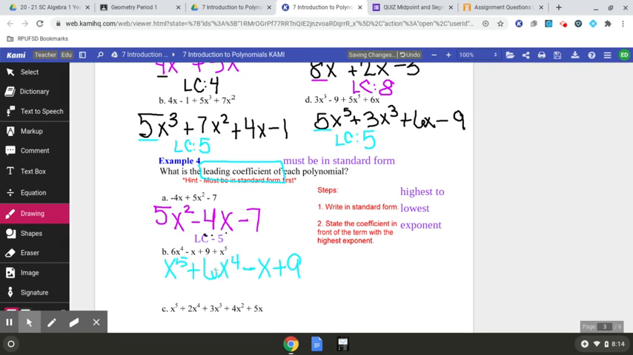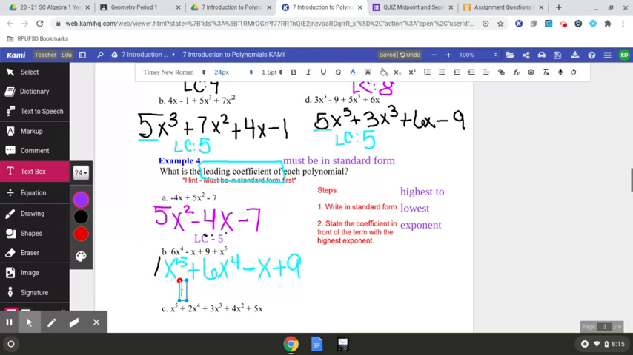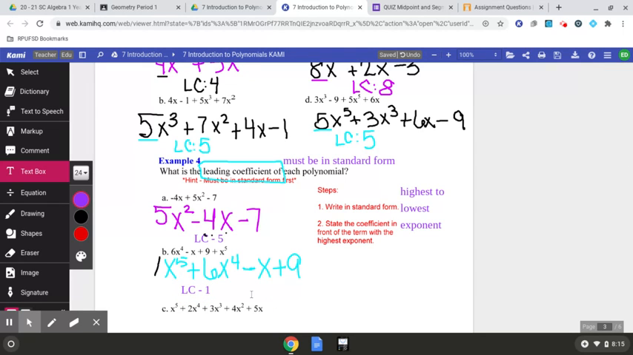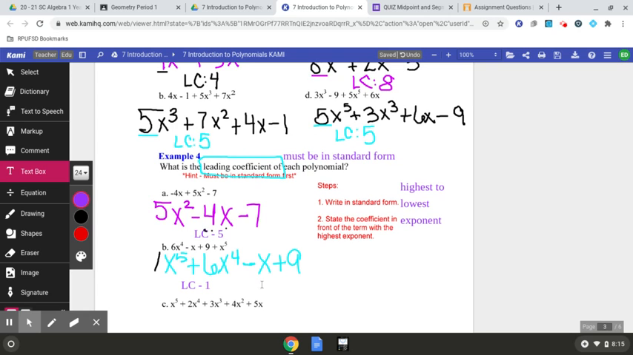So now with this one, you actually don't see a number in front of this x to the 5th, but when that happens, there is technically a 1 there. So my leading coefficient for this question is just 1.